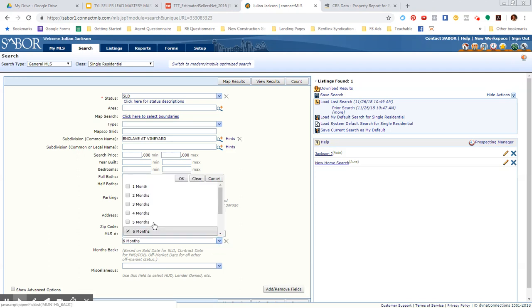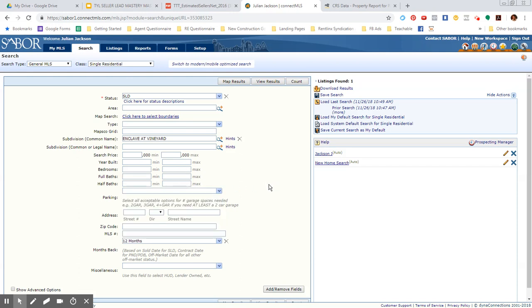So what I'll do is go to 12 months. And then I count. And there's 3 properties. Okay, so that's better than nothing. And so I run with that. The 3 properties were sold in Enclave at the Vineyard in the last 12 months. Not too bad, not great.